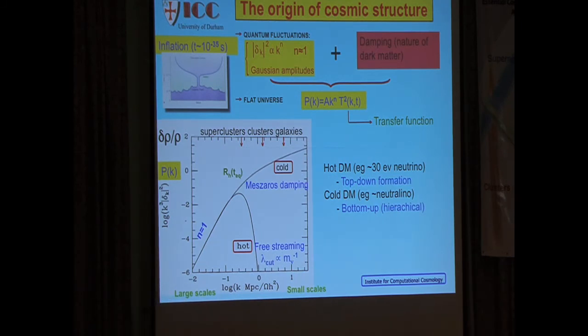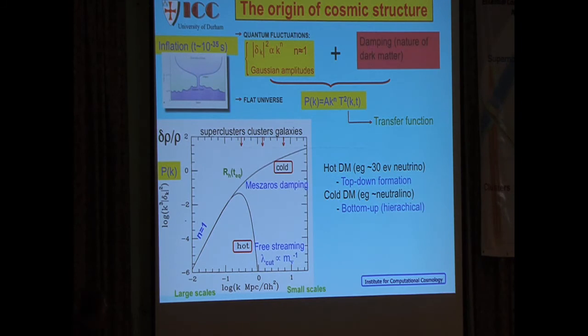The story began in inflation, 10 to the -35 seconds after the Big Bang, with quantum fluctuations that established a Harrison-Zel'dovich spectrum and Gaussian amplitudes. And then when the wavelength comes inside the horizon, it can experience damping, which depends on the nature of the dark matter. And so at recombination, for example, here's a power spectrum with this important transfer function. And here's what the power spectra would look like in the case of cold dark matter and in the case of hot dark matter. So what's plotted here, unfortunately, I just contradicted myself.